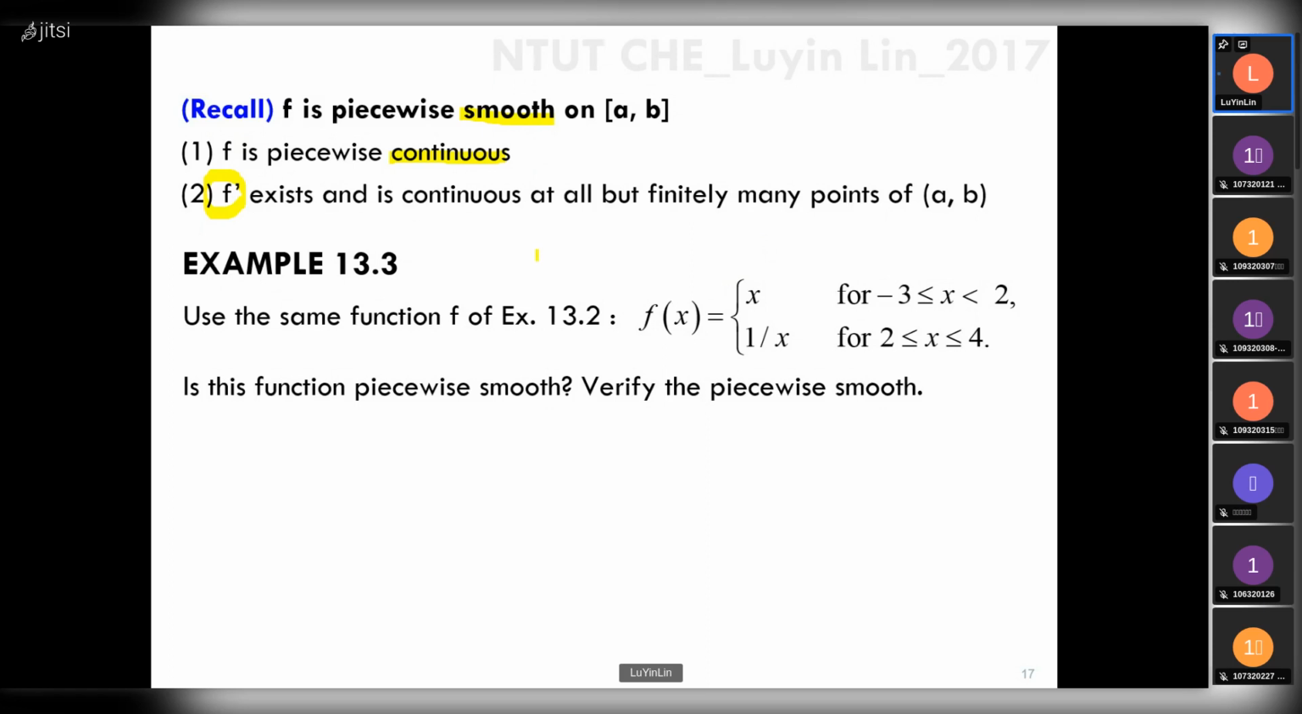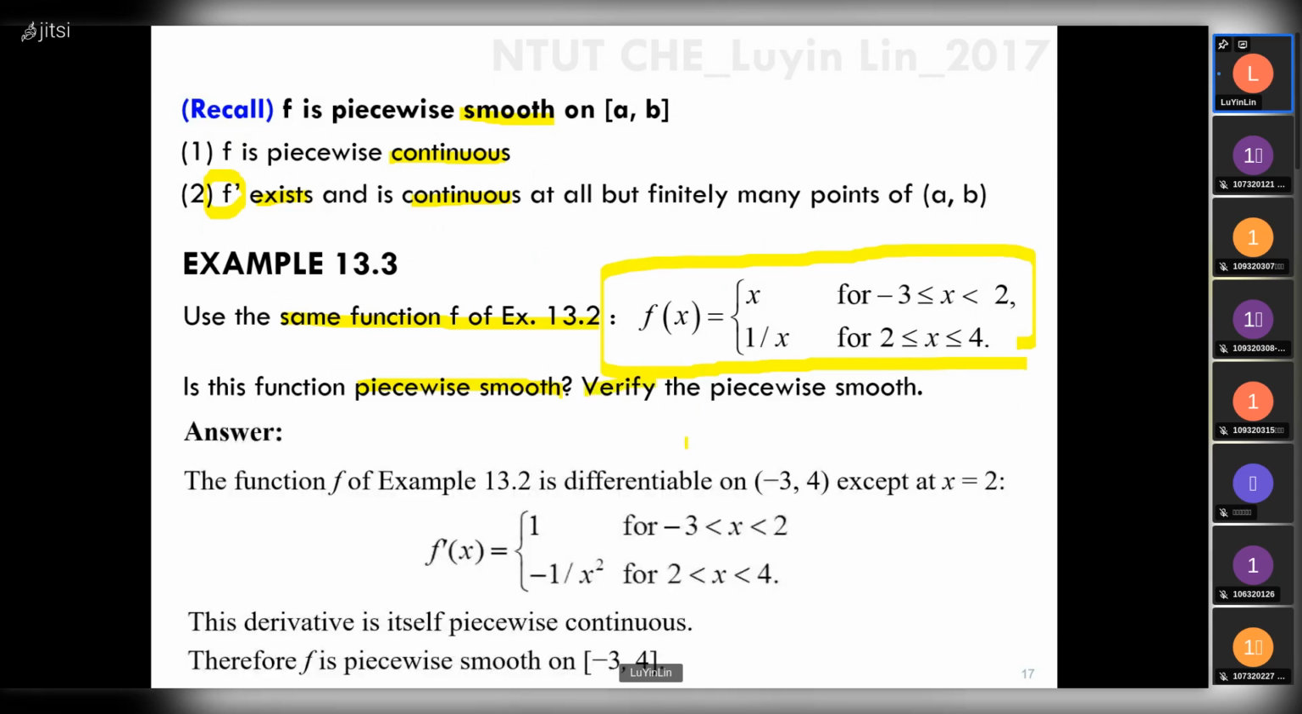Okay, to check f plan. So f plan should exist and be continuous. That should be smooth. You can see this example. So please use the same function as the last example. This function we have seen before. Okay, and the problem is: if the function is piecewise smooth, you have to verify. Just do this to check the property of smooth.